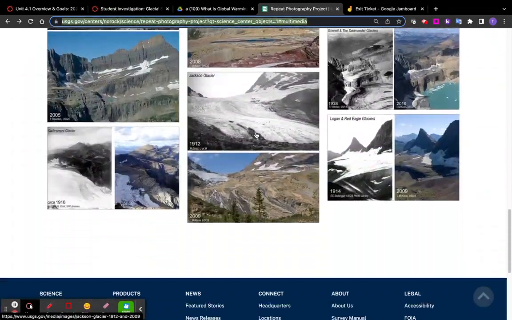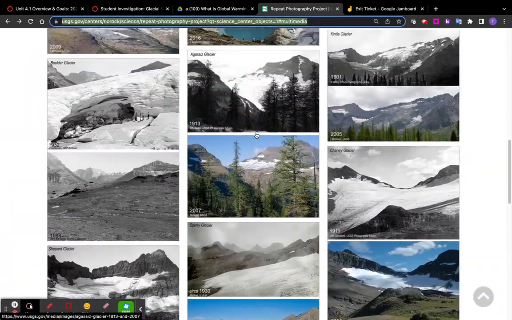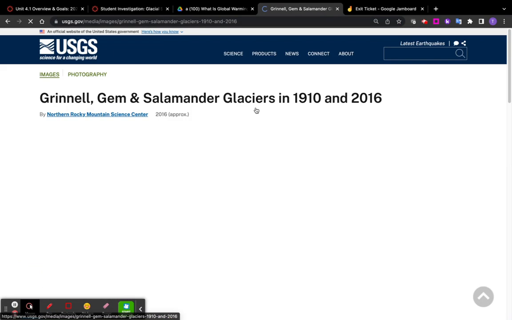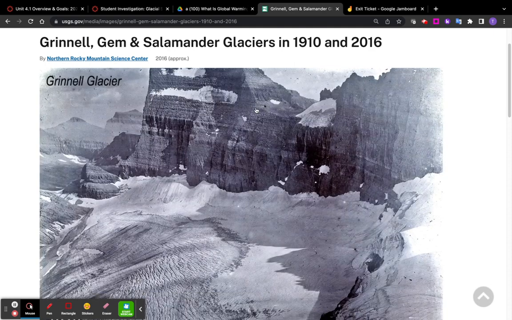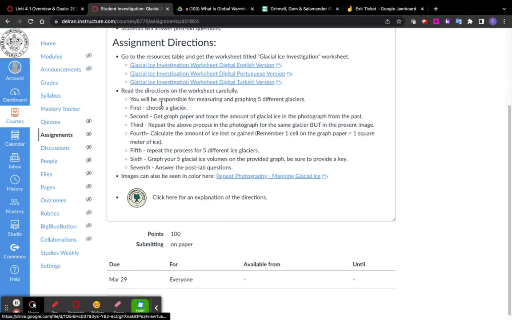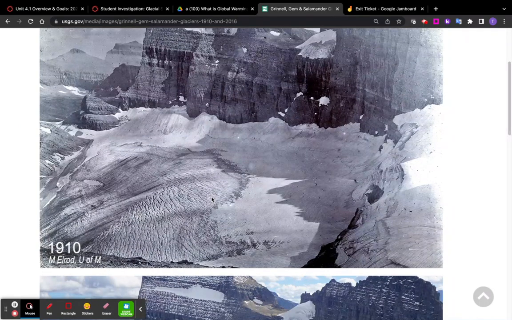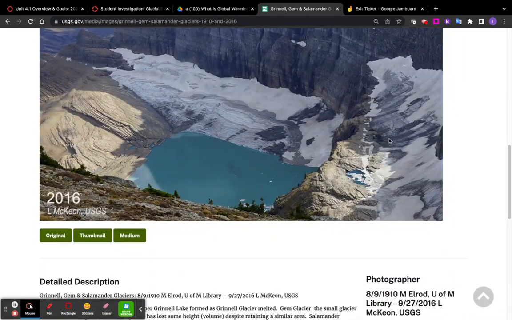So you're going to pick whatever 5 you want. Let's say you choose this one. So as the directions say, you are going to choose a glacier, which we just did. Then you're going to get graph paper and trace the amount of ice in the photograph from the past. So you're going to lay your graph paper on top of this picture on your desk, or if you wanted to, you could do it on your Chromebook since it's lit up. And you're going to trace out, as best you can, how much ice you see in that glacier.